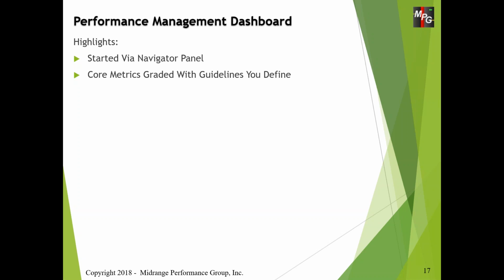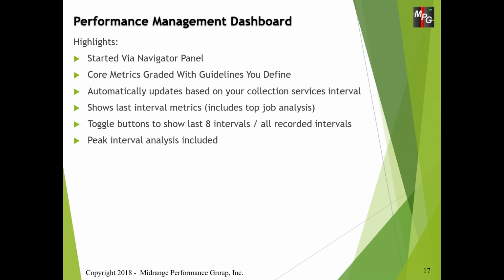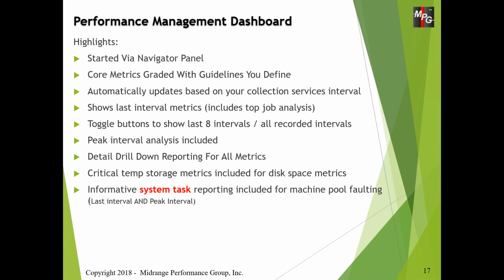All core metrics are graded with guidelines you define. It automatically updates based on the collection services interval that's on that box. And we show the last interval, all the metrics for that, CPU, disk, memory, and we include top job analysis as part of that. So it's really, really slick. Just a simple toggle button where we show you the last interval versus if you want to see the whole day, all intervals. And peak interval analysis is included. And you can see there's just so much there.